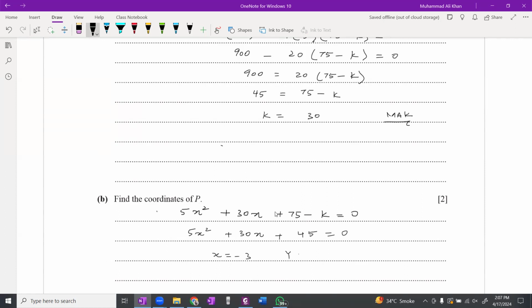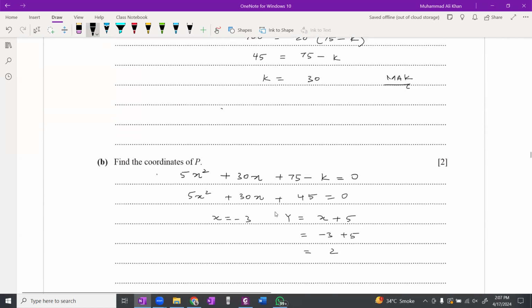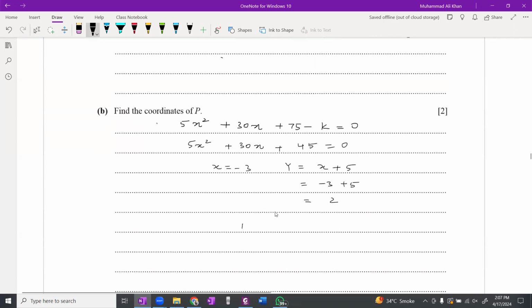Now, for finding out the value of y, we have the equation y equals x plus 5. So replace x with minus 3 plus 5. So the answer is 2. Therefore, the coordinates of P are (minus 3, 2).